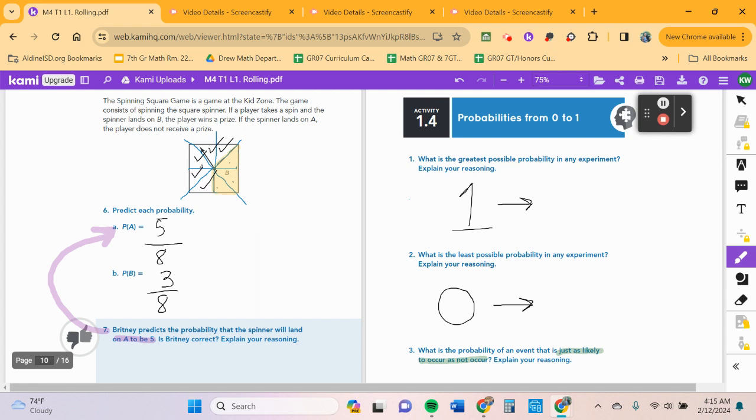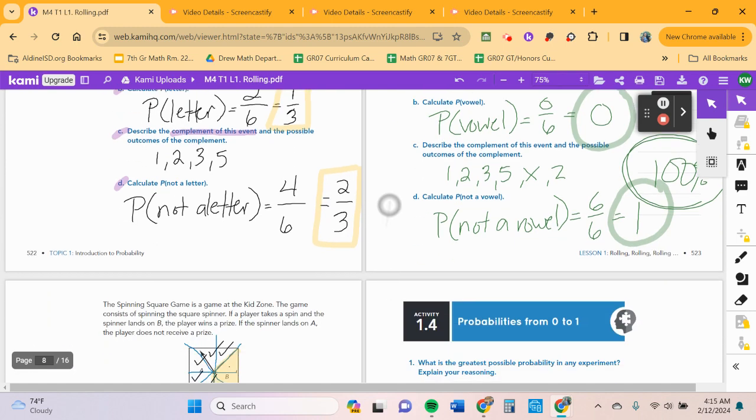Alrighty, let's talk about it. So, what is the greatest possible probability of any experiment? Well, we learned from a previous activity that if the probability of all outcomes... Hold on, let me back up. This is what I'm trying to explain here.